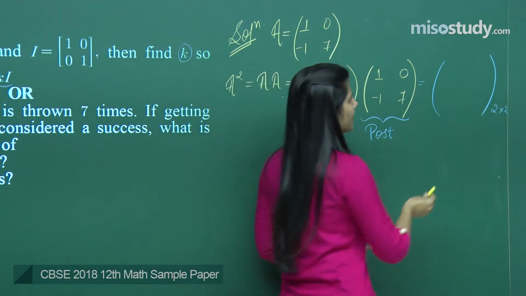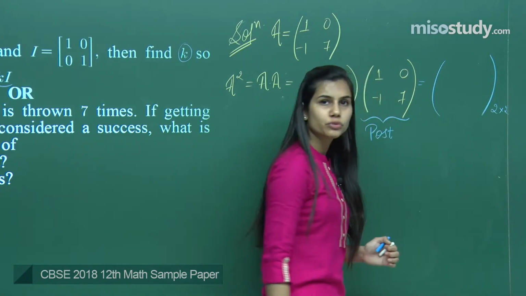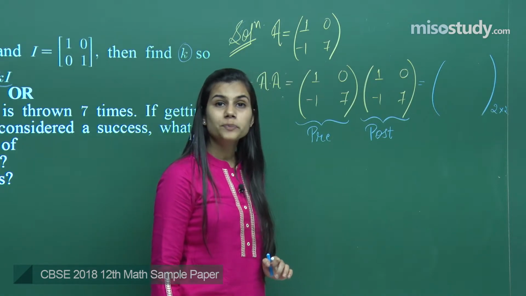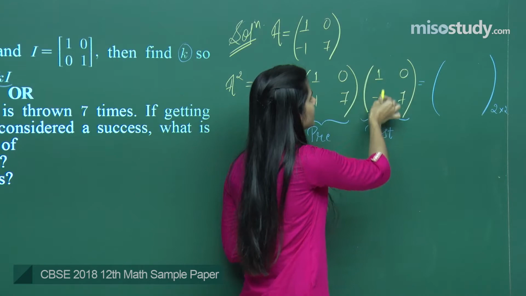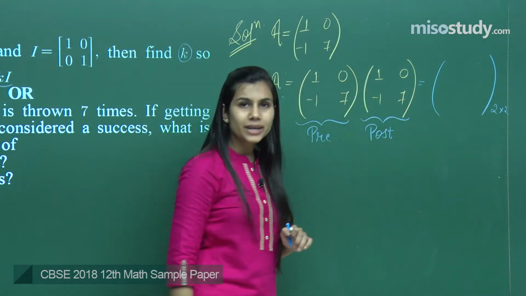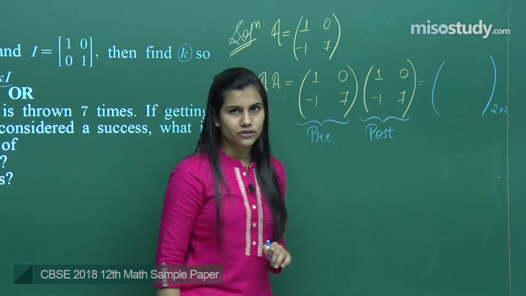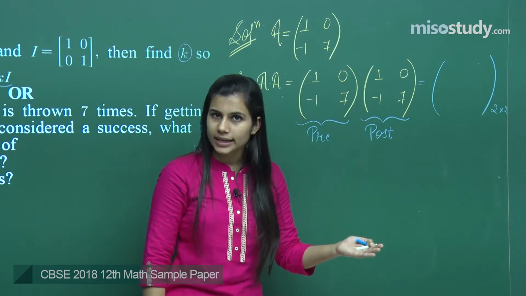So in a 2 cross 2 matrix, you have 1 1th entry, 1 2th entry, 2 1th entry and 2 2th entry. 1 1th entry of the resultant matrix will be what? You are going to pick up the first row and the first column. So first row of the pre-multiplication matrix and the first column of the post-multiplication matrix, and you are going to take the sum of the product of the corresponding entries.